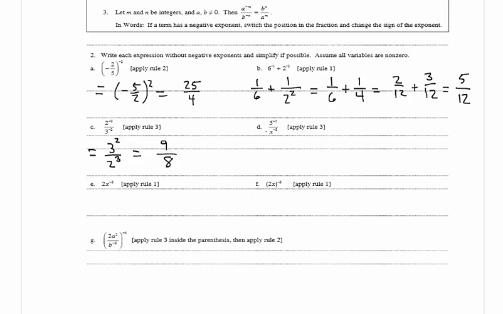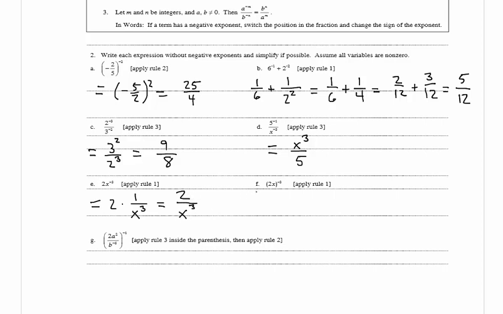In D, we have 5 to the negative first power and x to the negative third power. So the first thing we want to do is make both of the exponents positive. So I'm going to write this as x cubed divided by 5. In E, we have 2 times x to the negative 3, and we could write that as 2 times 1 over x cubed, and that's equal to 2 over x cubed.